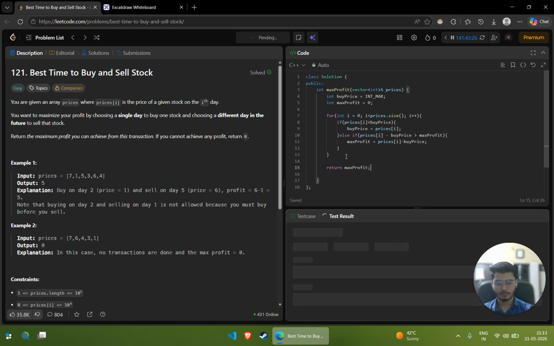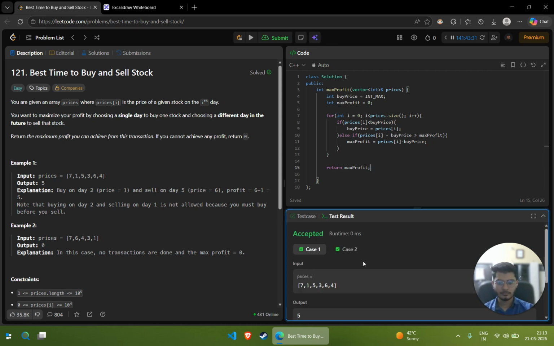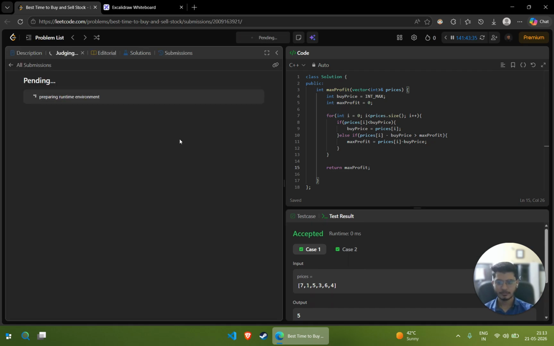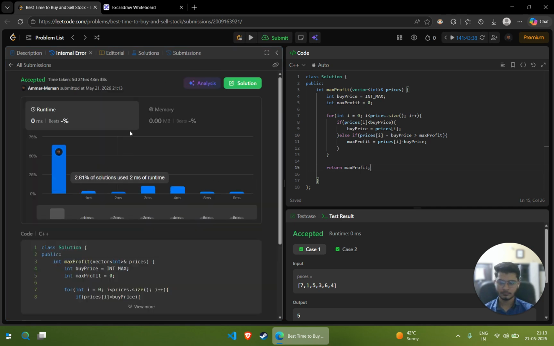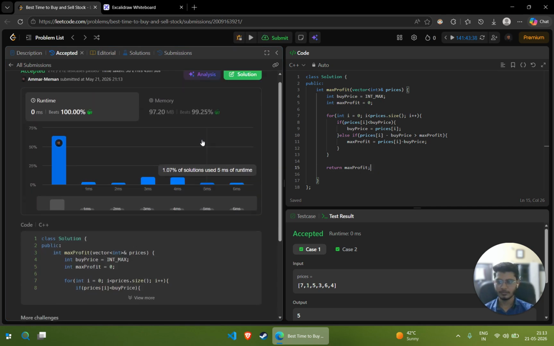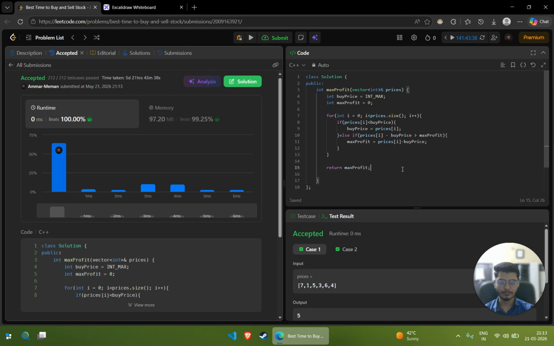Let's try to test it. All the test cases have passed. Now let's click on submit. As you can see, this approach is the efficient one.